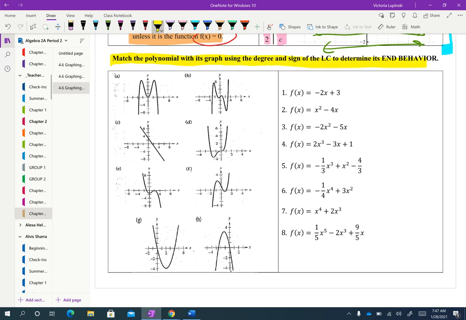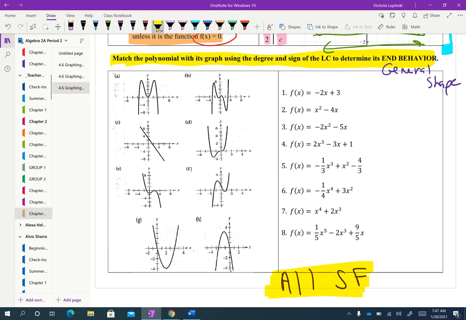Right now, we're trying to match the polynomial using the degree and the sign of the leading coefficient, using its end behavior. Not only are we going to be using the end behavior, but we're also going to be using the general shape of what we know about polynomial graphs so far. Something I want to point out is that all 8 of these equations are in standard form. In a few minutes, we're going to see a mix of standard and factored form, but for now, they're all in standard form.